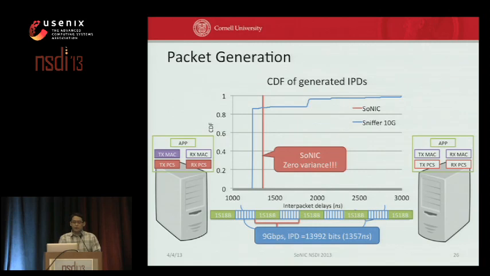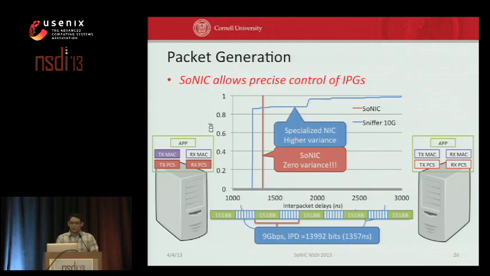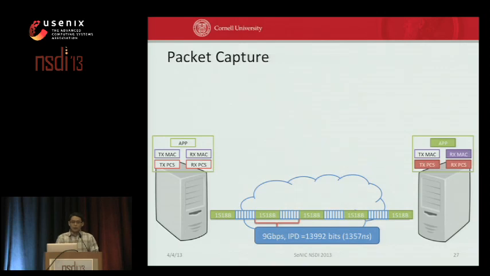And as you can see from here, more than 80% of packets are generated with a minimum interpacket gap. And the variance was really higher than expected. So the takeaway here is that SoNIC allows precise control of interpacket gaps while generating packets. And with this capability, we measure the capability of packet capture.